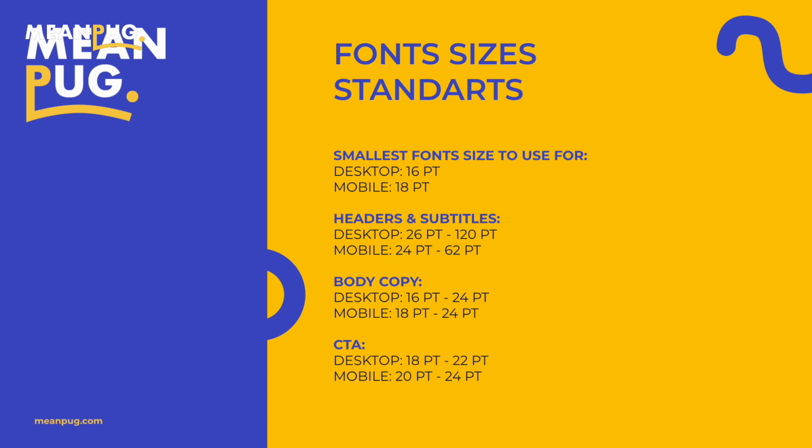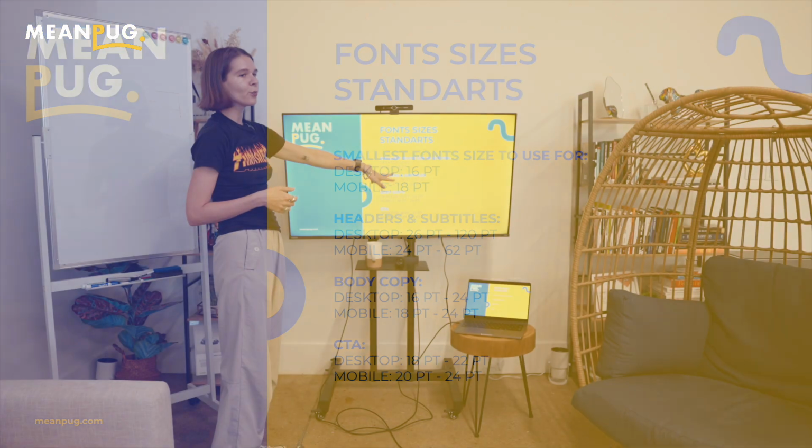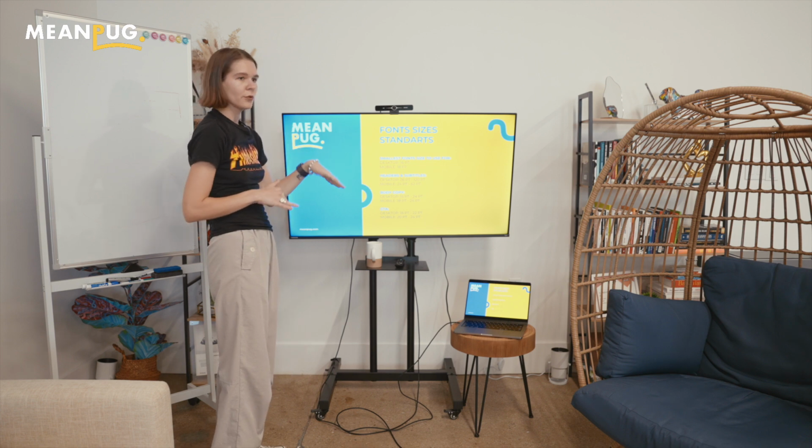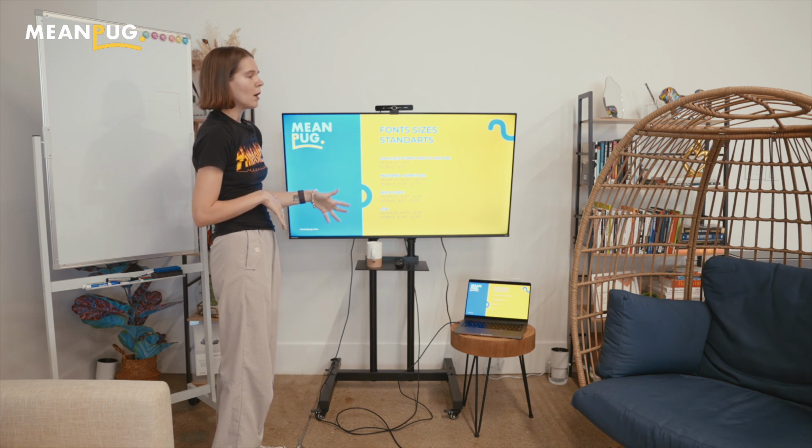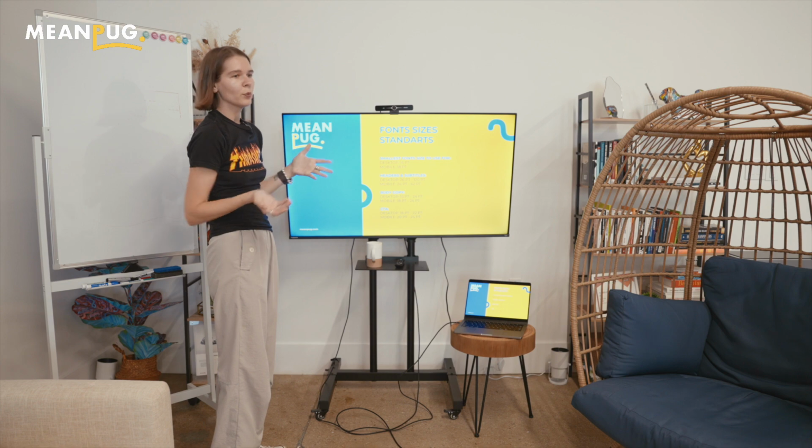First of all, the smallest font size to use for web in general is like 16 points for desktop, and for mobile is like 18. Because if you're using fonts smaller than that, it's going to be very problematic to see it and to read. Like for example, body copy that is less than 60 points can be just impossible to read on web, especially for people with vision problems, right?